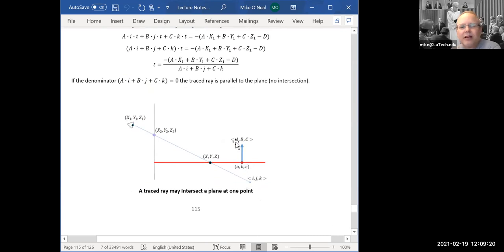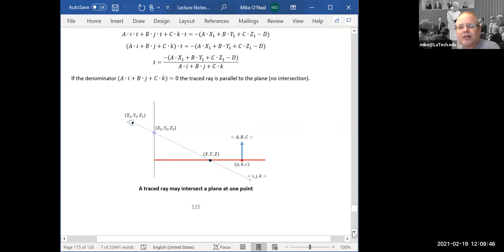But here's what it looks like. ABC is the surface normal. Little a, little b, little c is some point on the plane that anchors the plane's orientation in space. You still have exactly the same thing for the line. It's along some vector, ijk, with some starting point, and it'll hit the plane at x, y, z. So that's what you did. You solved this for t. That gave you the t to plug back into your equation to get the intersection point.